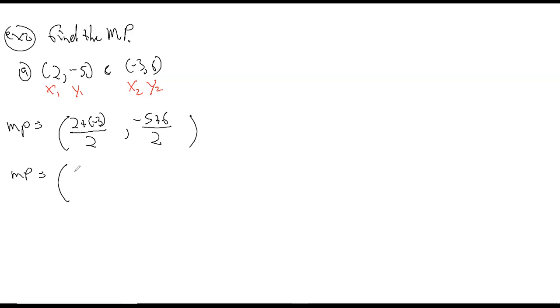2 plus -3 is -1. So that's -0.5, comma. And then -5 plus 6 is +1, so that's +0.5. There's nothing else we can do there. That's the answer. So the halfway point between those 2 points is (-1/2, 1/2).